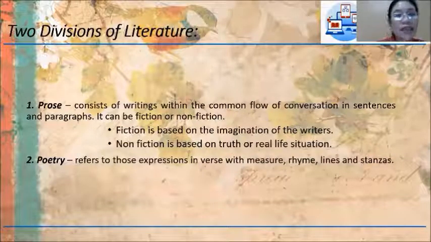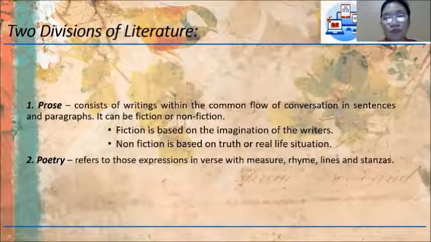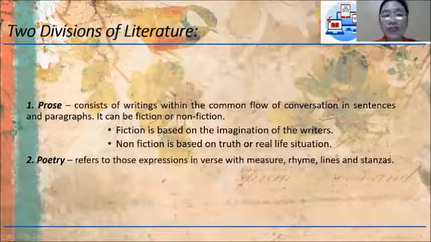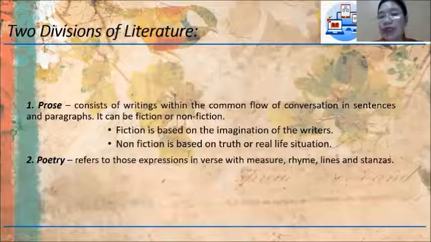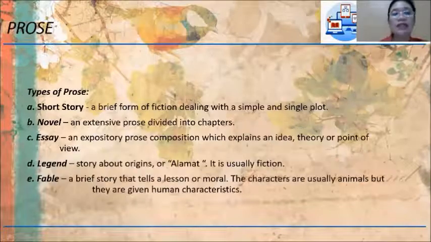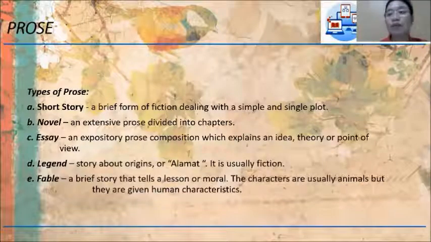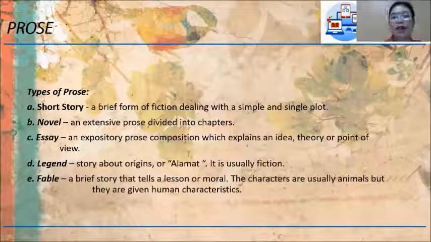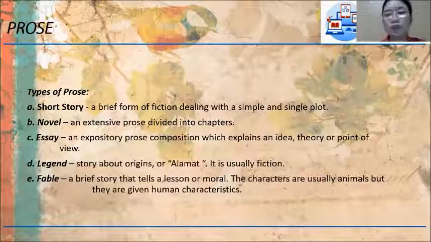And then the second division of literature is poetry. Poetry refers to those expressions in verse with rhyme, measure, lines, and stanza. So it is just the opposite of prose. Now, let's identify the different types of prose. What are the different types of prose?